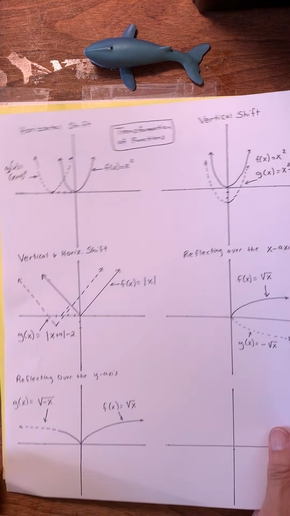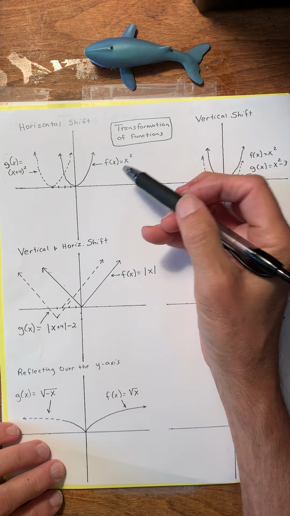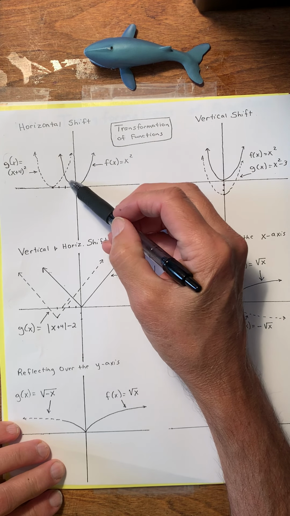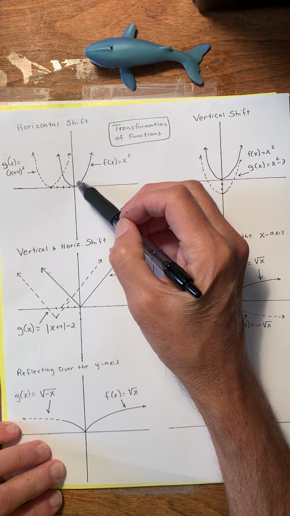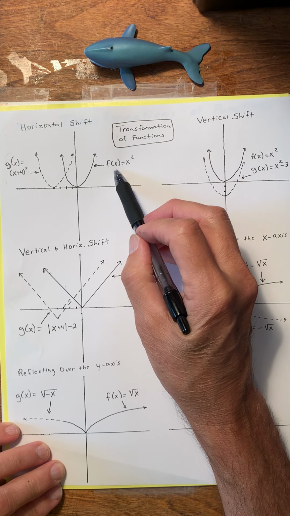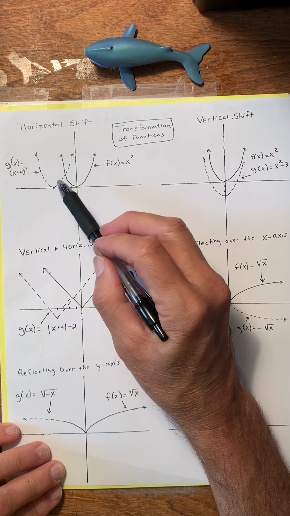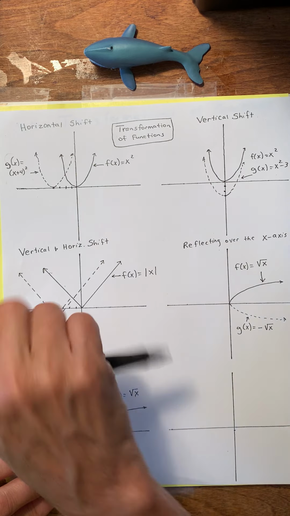I will also be putting this little worksheet on your Quickly content available. It shows what happens when I do these transformations of functions. For instance, here's the common parabola, f of x equals x squared. What if I wanted a new function that was moved to the left 4 units?